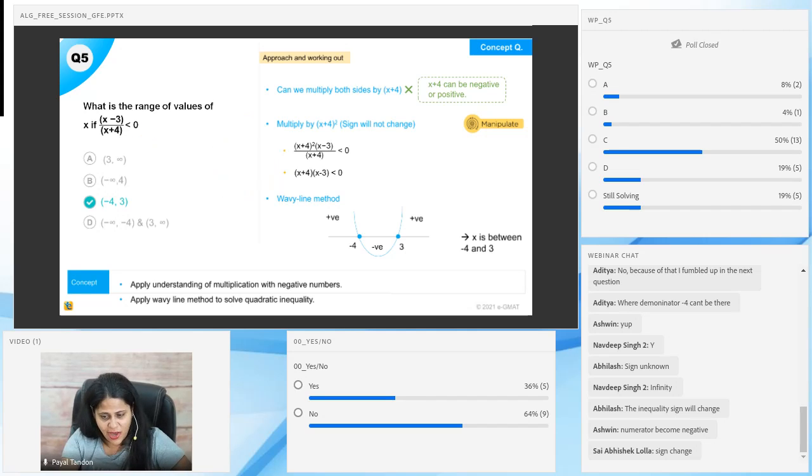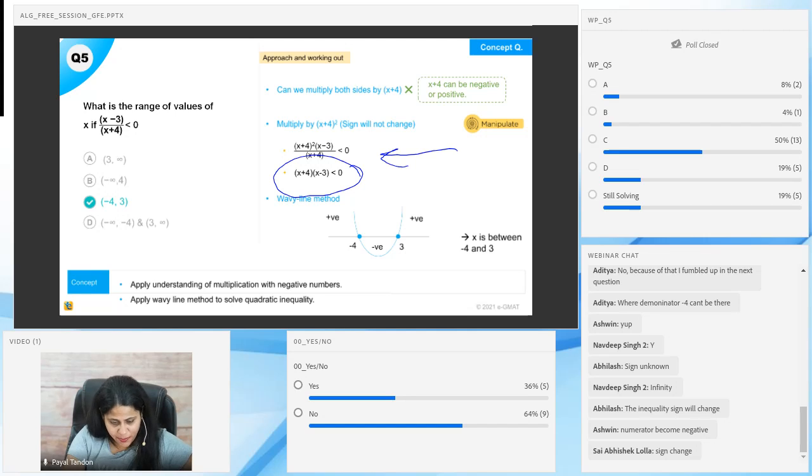Which means, in order to simplify this, you have to multiply both sides by x plus 4 whole square. And that's what we have done over here. When you do that, you get this inequality, and then you simply apply your wavy line method and you get the answer as choice C. Okay. So, got it?